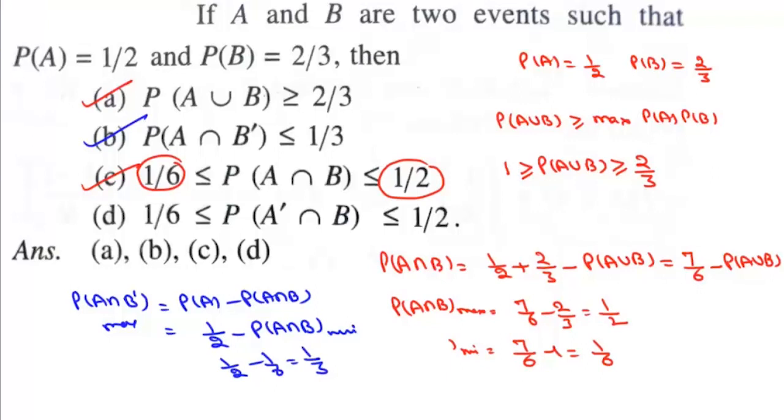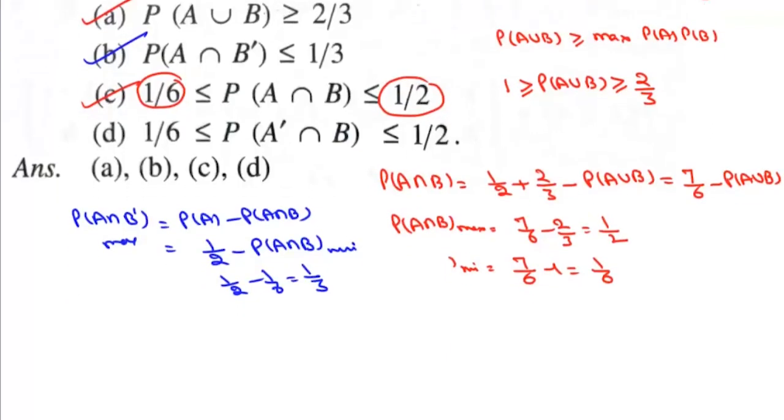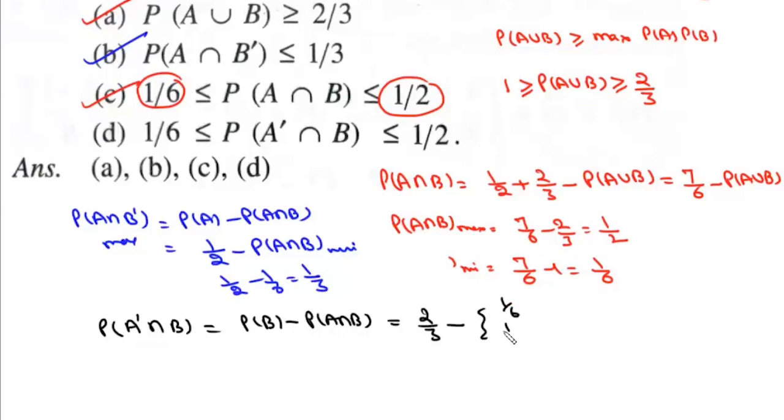Now the same way we can write probability of A naught intersection B. It is probability of B minus probability of A intersection B. Now probability of B is 2 by 3 minus A intersection B, which has two values, 1 by 6 and 1 by 2. If we take 1 by 6, then it will be 1 by 2, which is its maximum value, and if we put 1 by 2, then it will be 1 by 6. So that means all the four options A, B, C, D are correct.